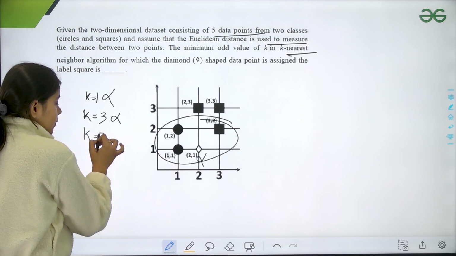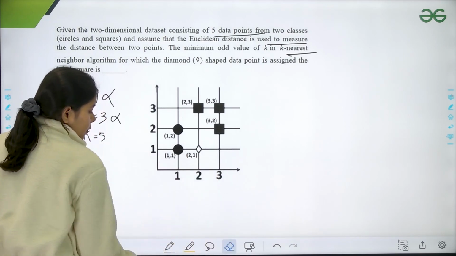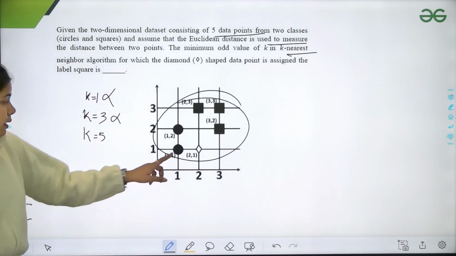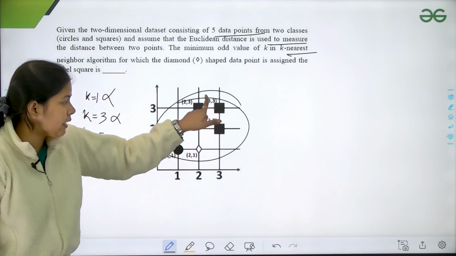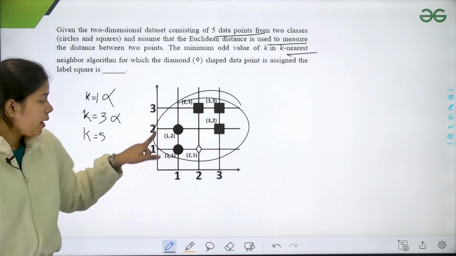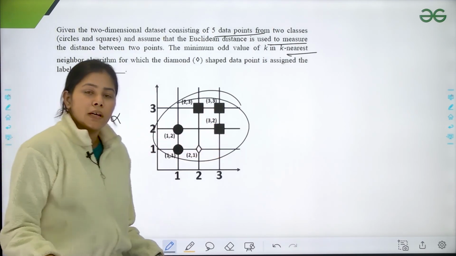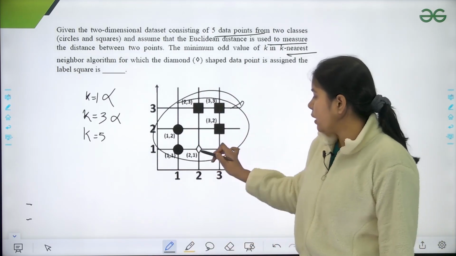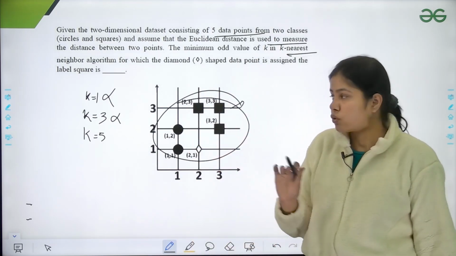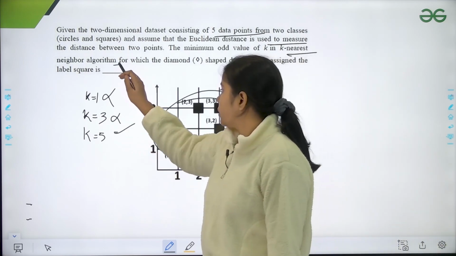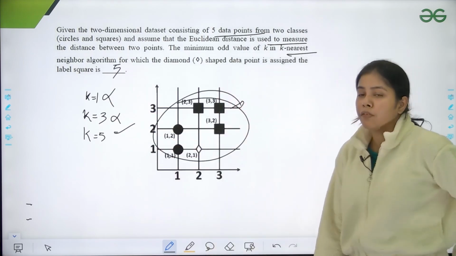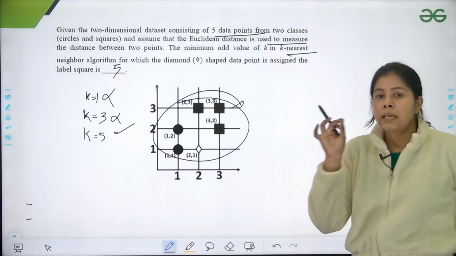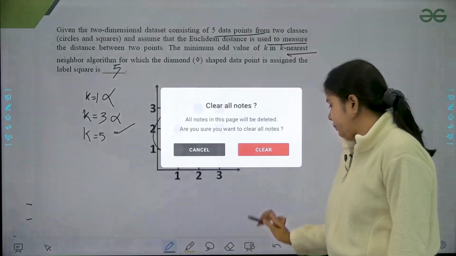Now k is equal to 5. If I take k equal to 5, all the 5 points would come. If this would be the circle, you can see that 3 points are square and 2 points are circles. So the number of squares is more than the number of circles. So that's why we'll assign square to the diamond. So that's why k equal to 5 works. That means the minimum value of k in k nearest neighbor is 5.